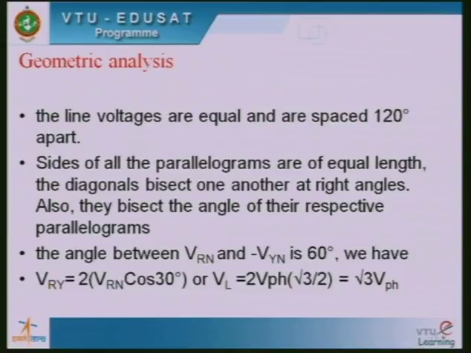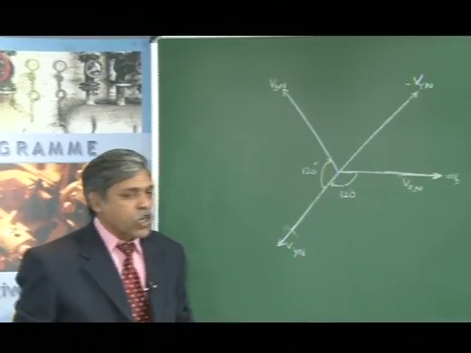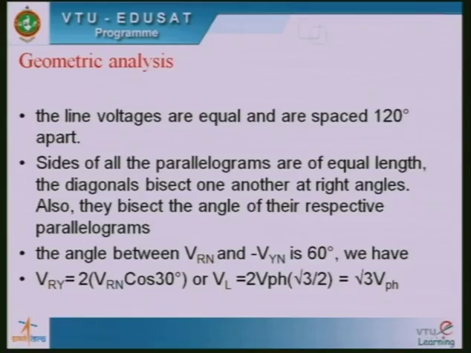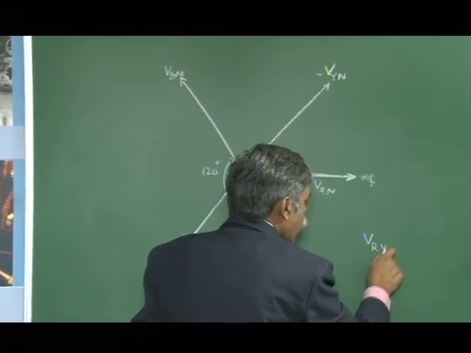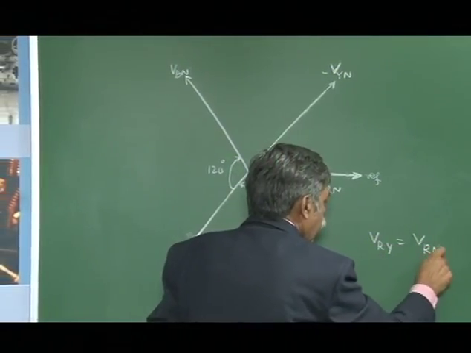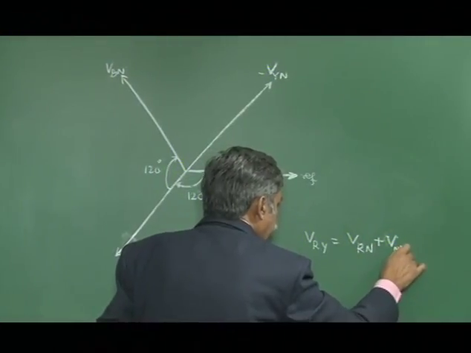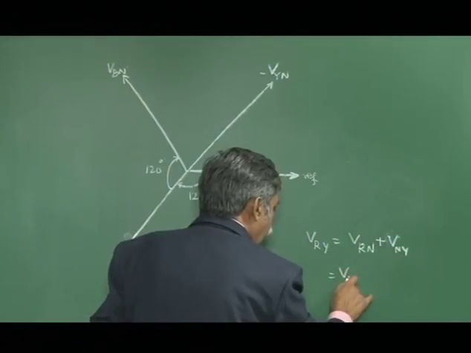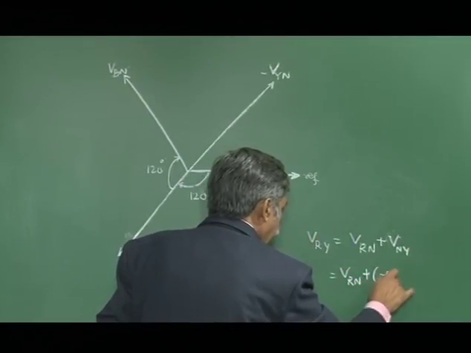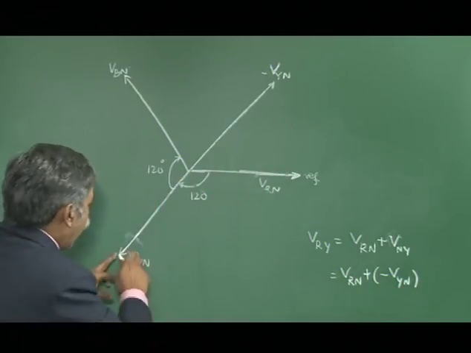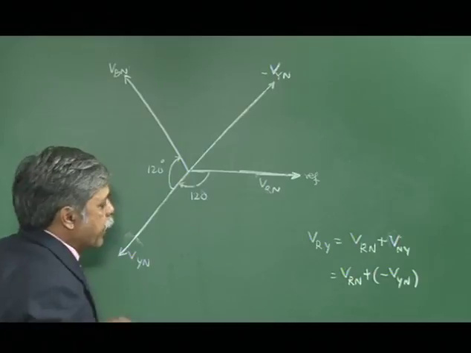See, I can also determine the relationship by using the geometry. Previously I told you about the analytical method, now I am using the geometry here. Now the voltage equation does not change, VRY will be equal to VRN plus VNY. So this will be VRN plus of minus VYN. I already drew this plus of minus VYN.